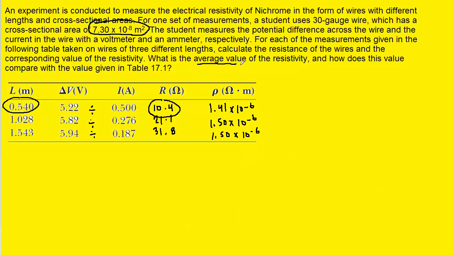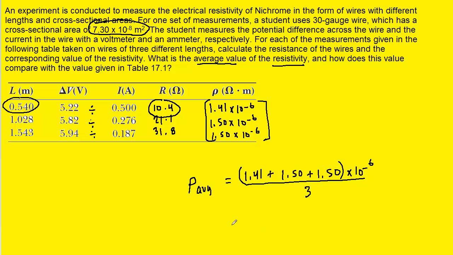So now we just have to find the average value of the resistivities, and there are 3 of them. So of course, to find the average resistivity, we just have to add all 3 of them up and then divide by 3. So there is the setup, and when we work that out, we get 1.47 times 10 to the minus 6 ohm meters. So this is the value for the average resistivity and the correct answer to the first part of the question.